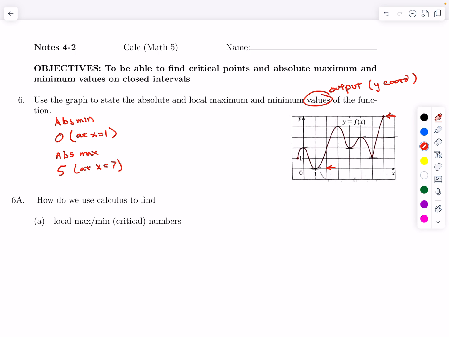Local max and mins. These are higher than their neighbors, or for mins, lower than. So, for instance, this height is a local min because it is lower than its immediate neighbors. So 0 at 1 is a min.